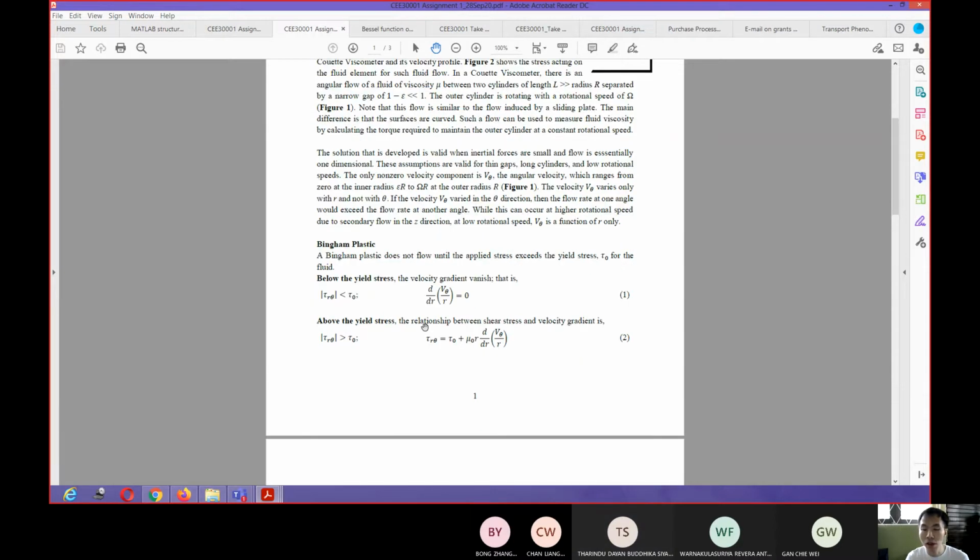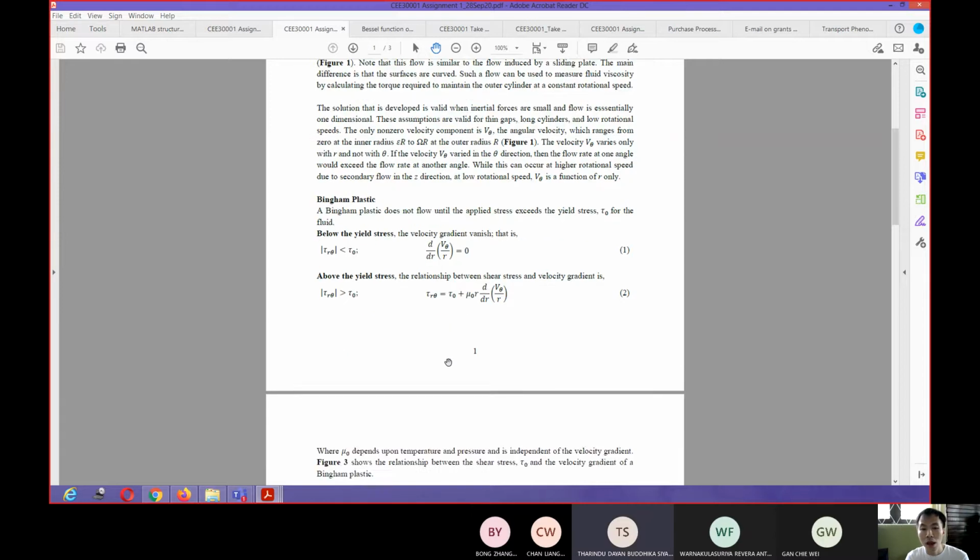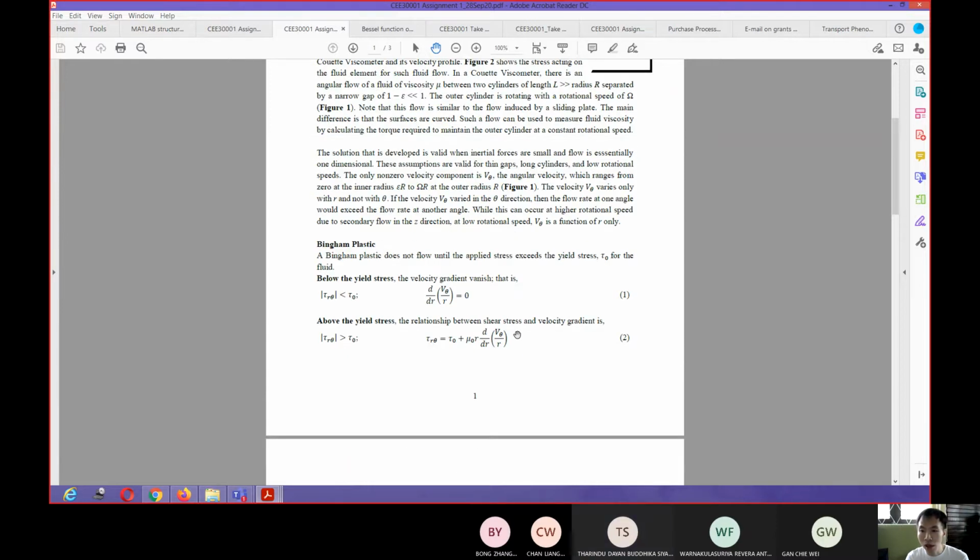For a Bingham plastic, we give a description here. Below the yield stress, the velocity gradient vanishes, and this is described by equation 1. Above the yield stress, it is described by equation 2.